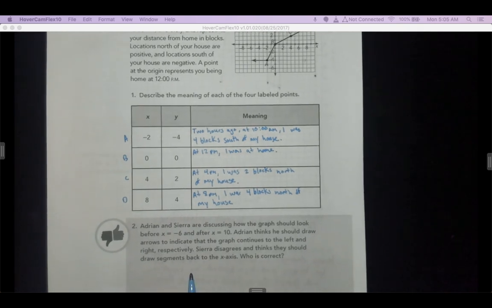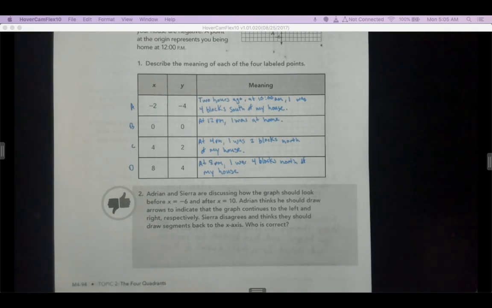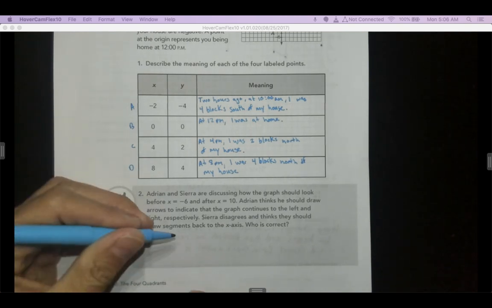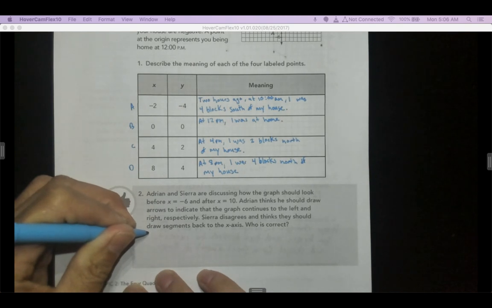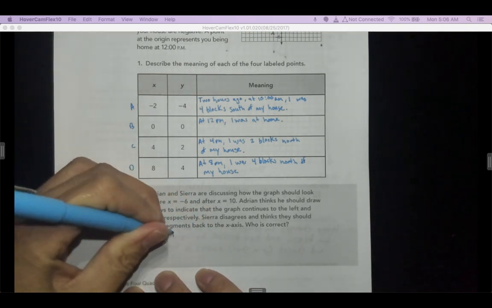Number 2, Adrian and Sierra are discussing how the graph should look before x equals -4, x equals -6, and after x equals 10. Adrian thinks he should draw arrows to indicate that the graph continues to the left and right respectively. Sierra disagrees and thinks they should draw segments back to the x-axis. Who is correct? Well, I think Sierra is correct.